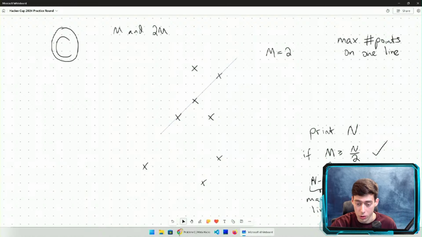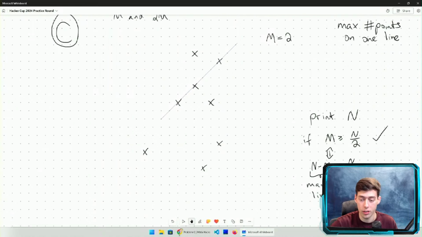But this is the difficult case, right? This is the case where there aren't many points. There aren't many big lines. So this is the difficult case, and we can solve it as long as we identify that it is that case. So all we need to do is find whether there is a line with more than n over 2 points on it.